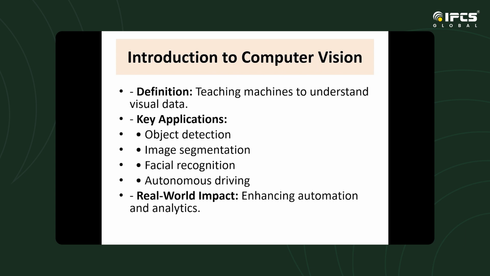Key applications of computer vision include object detection, identifying and locating objects in an image or video. Image segmentation, dividing an image into segments so you can simplify its analysis. Also facial recognition, identifying or verifying individuals based on facial features. Also the application of computer vision in autonomous driving, enabling vehicles to navigate and make decisions by understanding their environment.